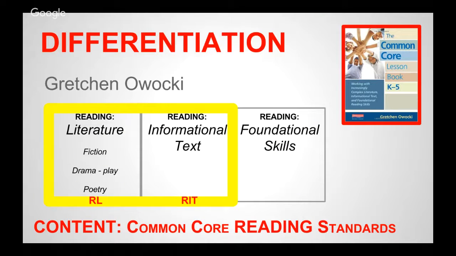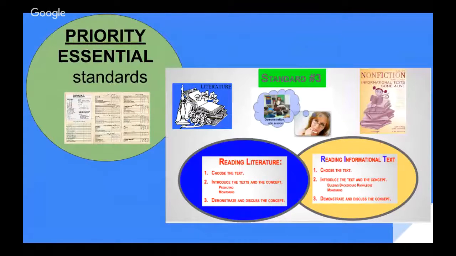So we're looking at the 3 parts of her book. We're going to remain with the first 2 sections, which are about the reading comprehension standards. We're going to look at standard 3 today from the lens of instruction in literature and then informational text. Standard 3 is at the bottom of the ladder. It is therefore a foundational piece, a priority, or an essential standard.